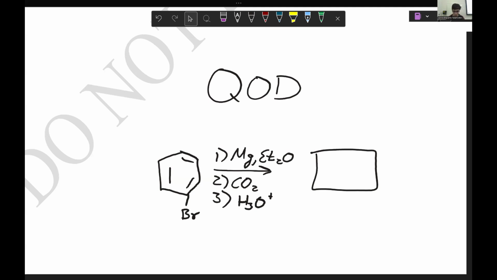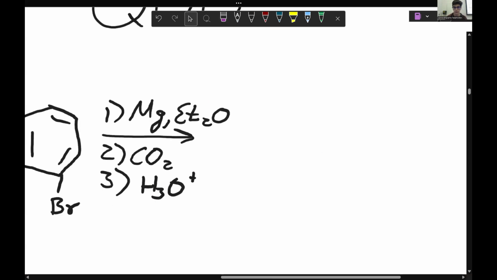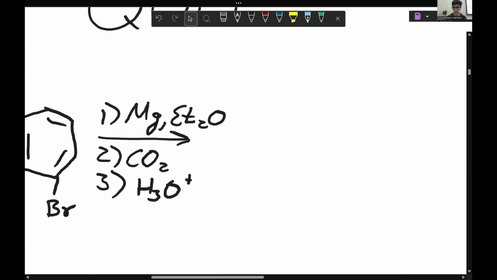And what's the final product going to look like? Basically, the benzene ring with a carboxylic acid. Okay, sure, yeah. So I'll draw that up so everyone can see what we're talking about.